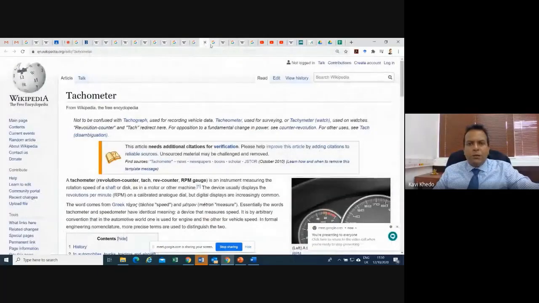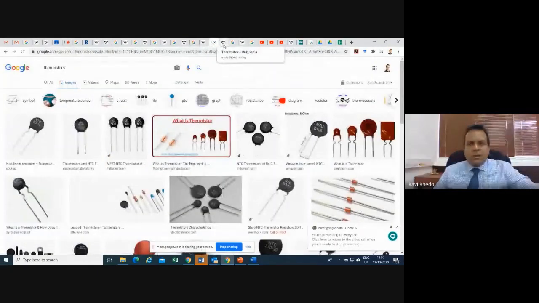This is a tachometer, you have already seen.